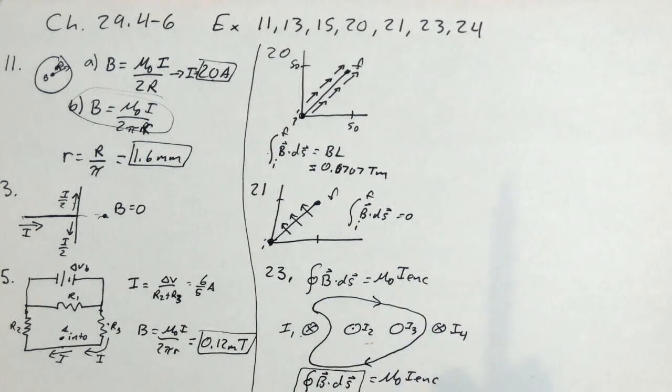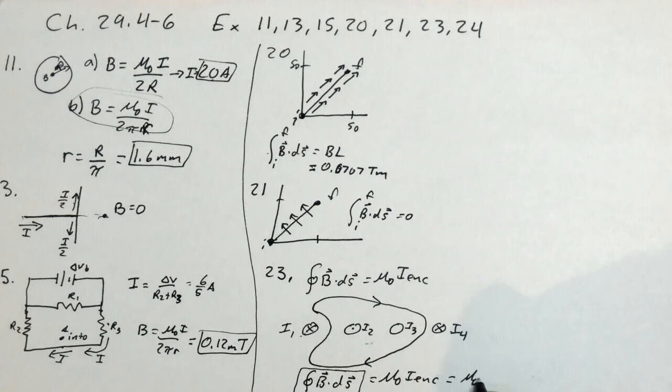Which is really amazing that this works even if there's currents close by. If they're not through that loop, then they don't contribute to this line integral. It's only dependent on the current through that loop. It's an amazing conclusion. Okay, so what is enclosed?